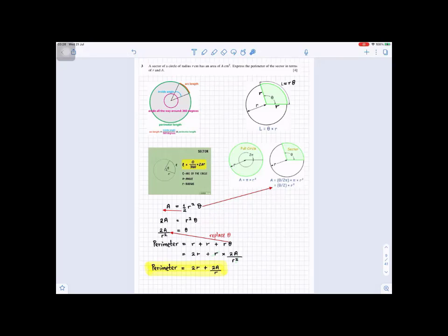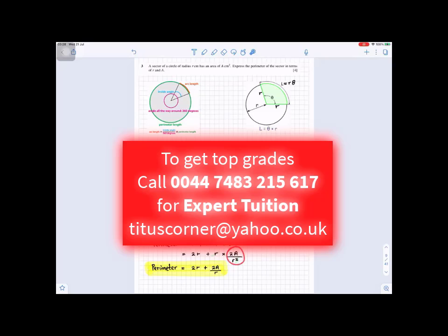So perimeter is radius plus r theta for a sector. Now we replace theta with 2a over r squared. And one of these r will cancel with one of these. So it becomes 2r plus 2a over r. That's the perimeter.